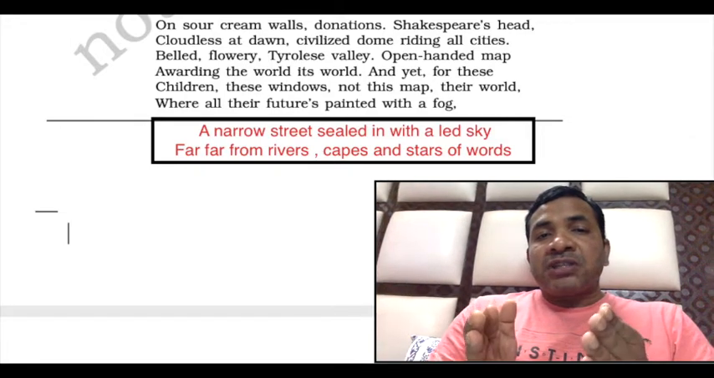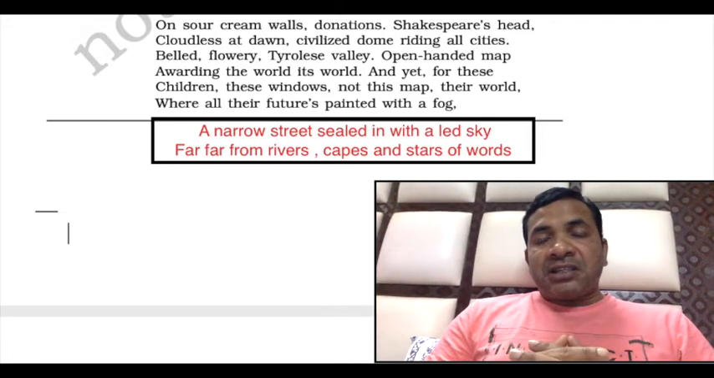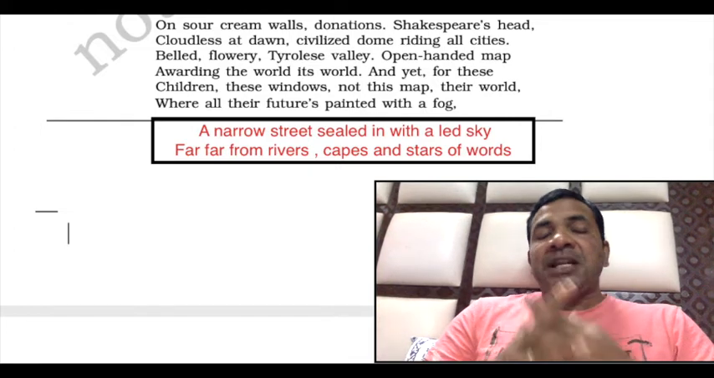they are going to get only a narrow street to run their race. कि अगर ये अपने भविष्य की तरफ दौड़ना चाहें तो इनको केवल एक पतली गली मिलेगी दौड़ने के लिए.